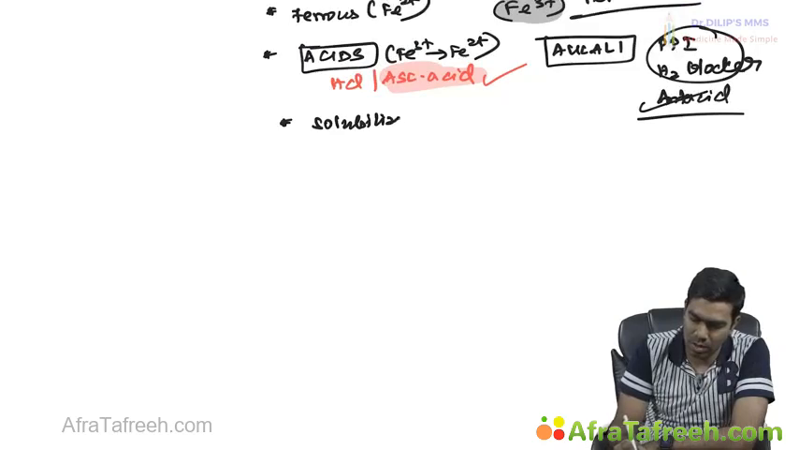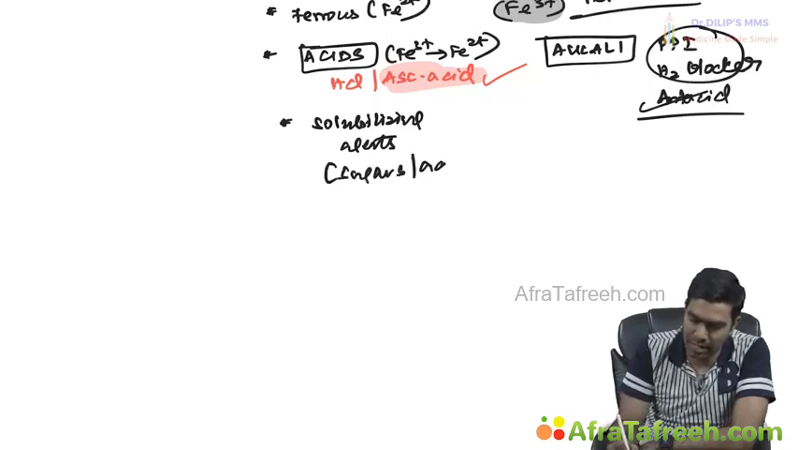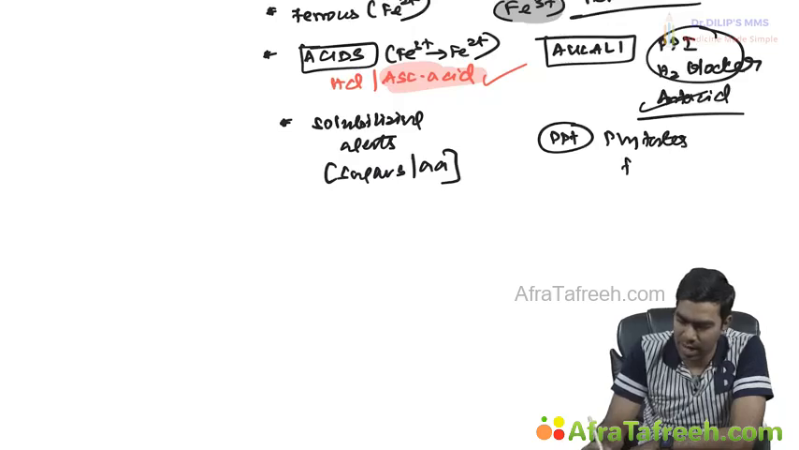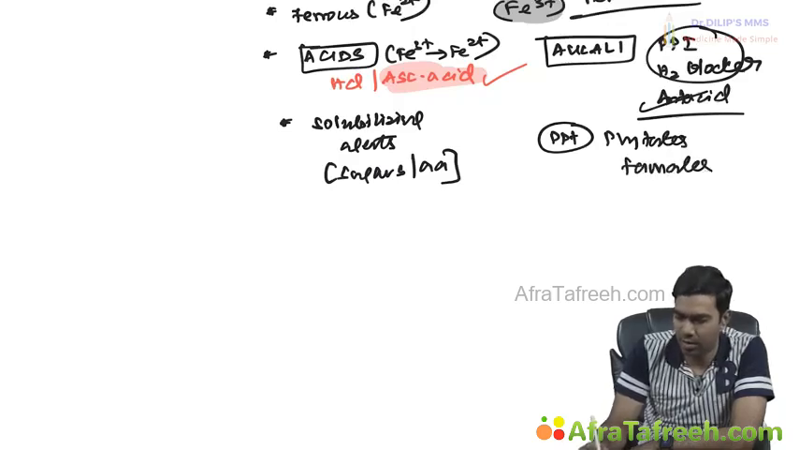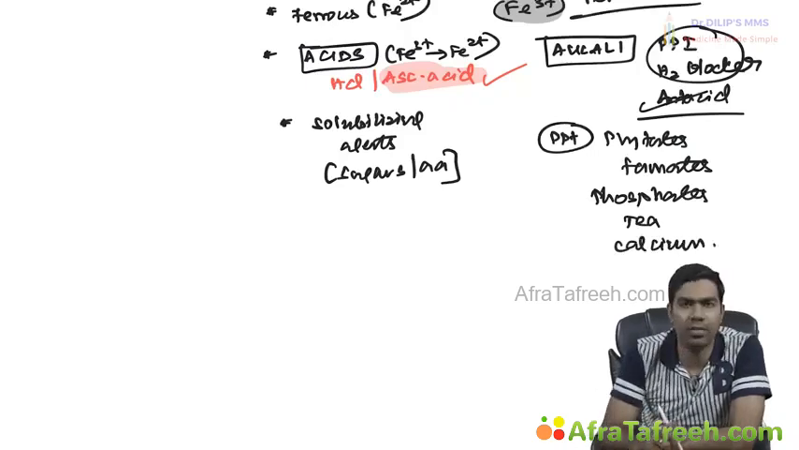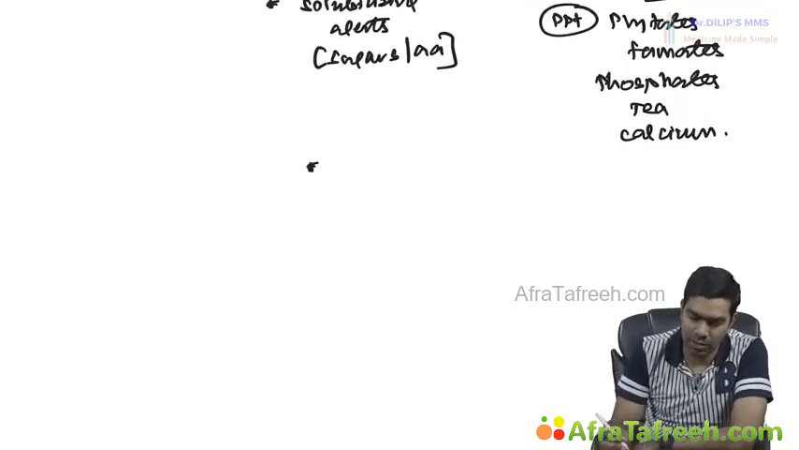You have something called solubilizing agents, like sugars and amino acids, which can increase iron absorption. At the same time, you have precipitating agents like phytates, tannates, phosphates, tea, calcium. All these things are precipitating agents which can actually reduce the iron absorption. But solubilizing agents actually increase the iron absorption.